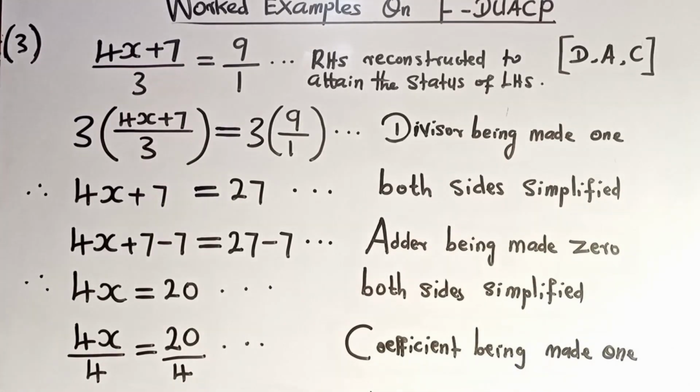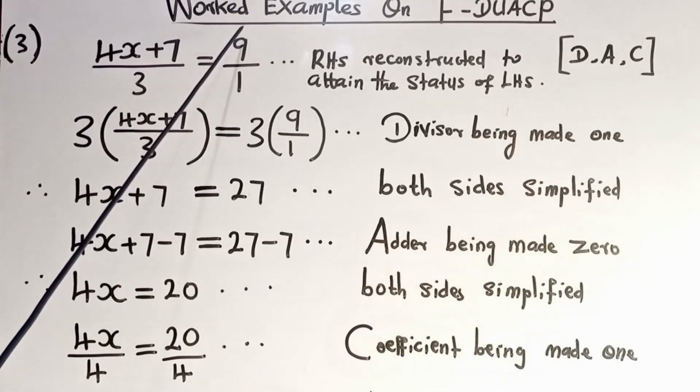That expression, 4x plus 7 all over 3 is equal to 9, can be reconstructed to appear as it appears right now: 4x plus 7 all over 3 is equal to 9 over 1. That is, the right-hand side has been reconstructed to attain the status of the left-hand side. What do I mean? The left-hand side appears like a division or a fraction.